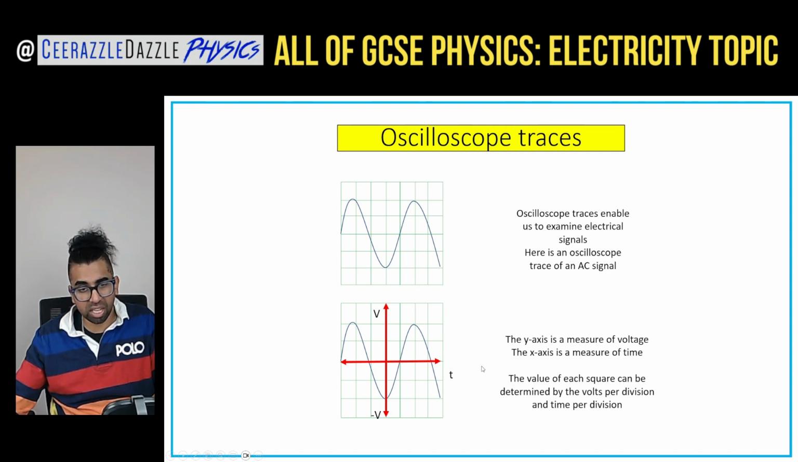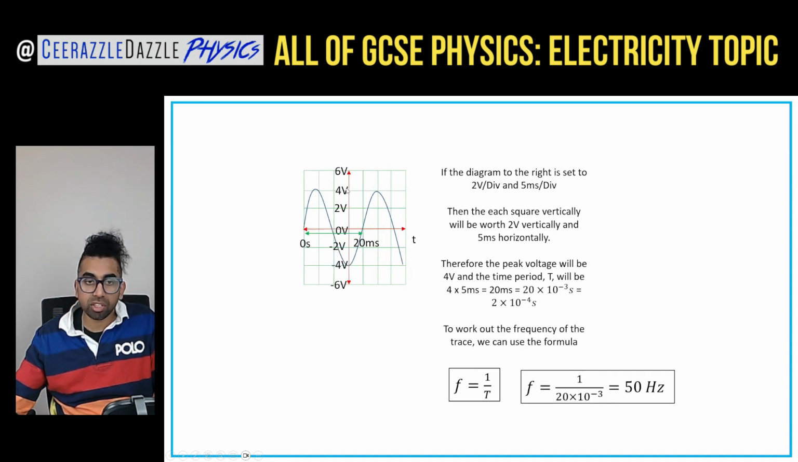So it will be either volts per division going vertically or time per division going horizontally over here. Right, so here's a good example of actually using the oscilloscope trace. Let's say we have an AC supply over here and look, it's set to 2 volts per division. That's why every square is worth 2. And each horizontal one is 5 milliseconds. So the time one is 5 milliseconds.